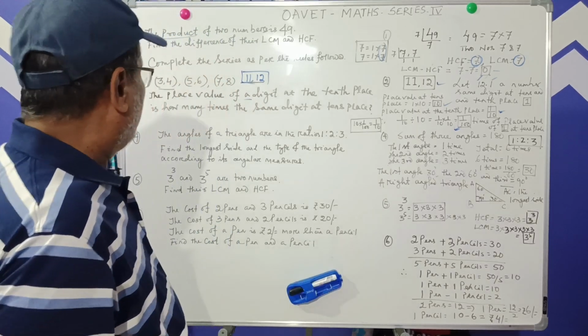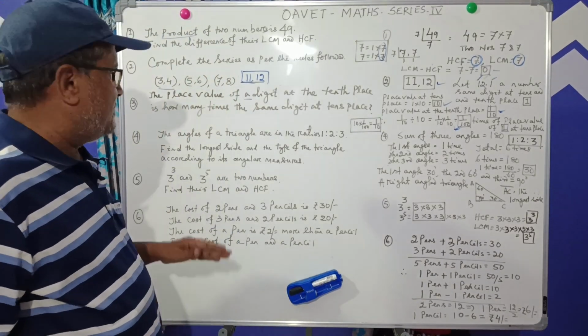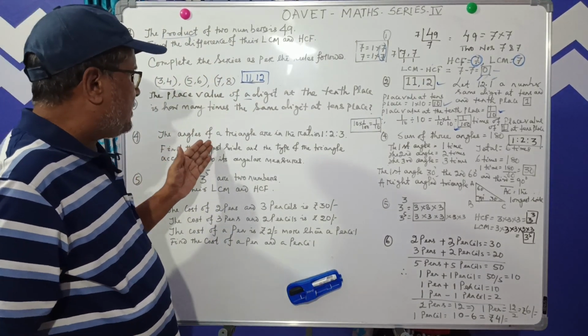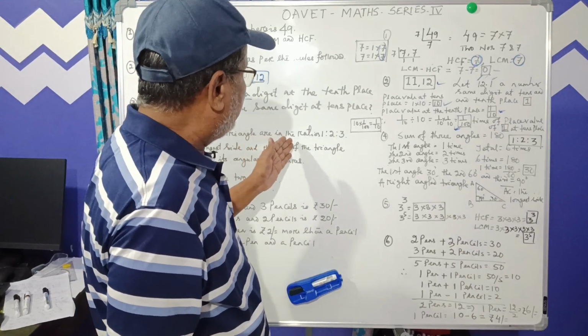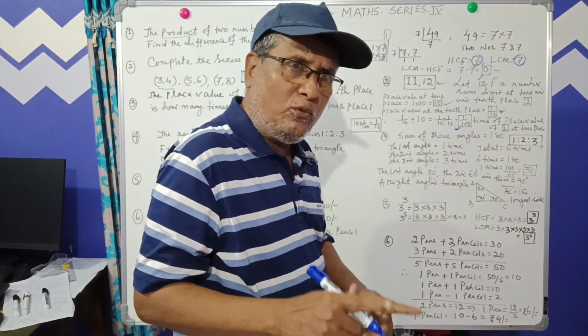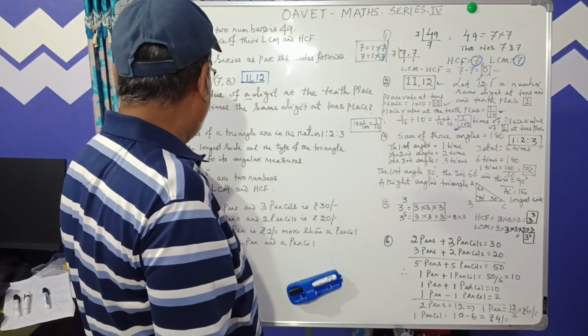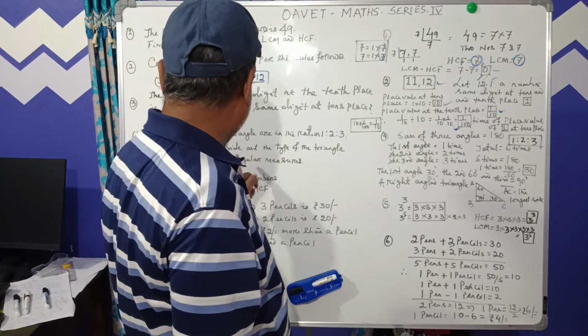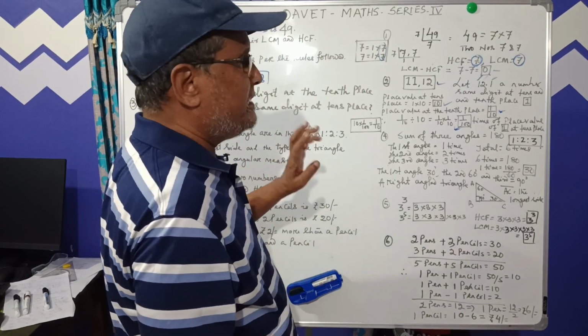Okay. Then come to question number 4. The angles of a triangle are in the ratio 1 is to 2 is to 3. Find the longest side and the type of triangle according to its angular measures.